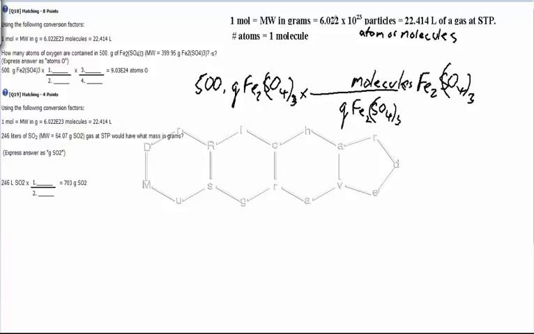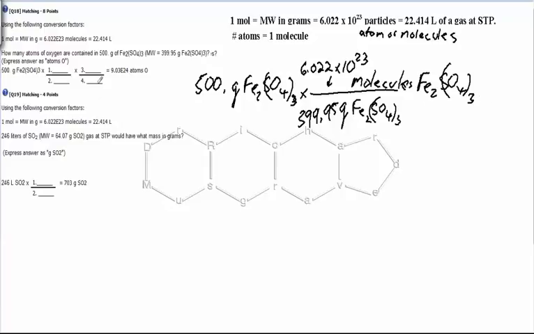And the relationship is I've got 6.022 times 10 to the 23 molecules, and that's going to equal a certain number of grams, and that number of grams is the molecular weight, 399.95 grams of Fe2(SO4)3. That will allow the grams here to cancel and allow us to get molecules. So that tells us how many molecules of Fe2(SO4)3 we've got.